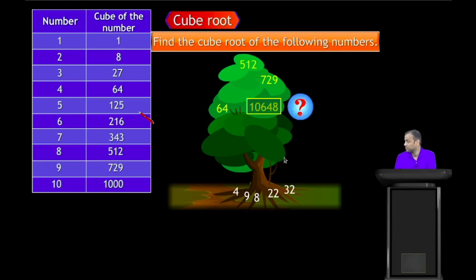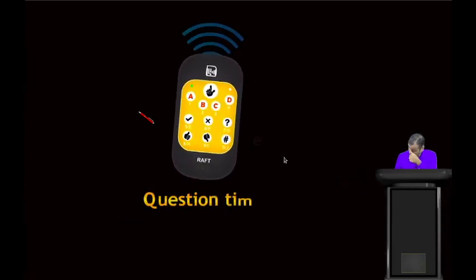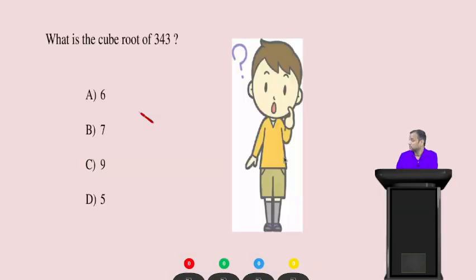So this is a huge number. Okay students, first give the answer of this question. What is the cube root of 343? And your time starts now. What is the cube root of 343? So use your pen and give the answer. The options are 6, 7, 9 and 5.